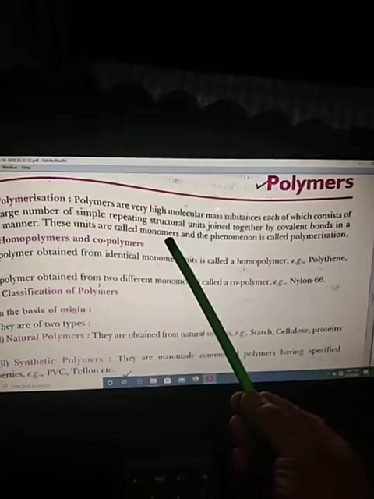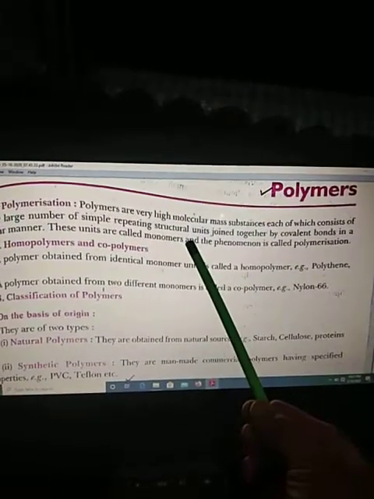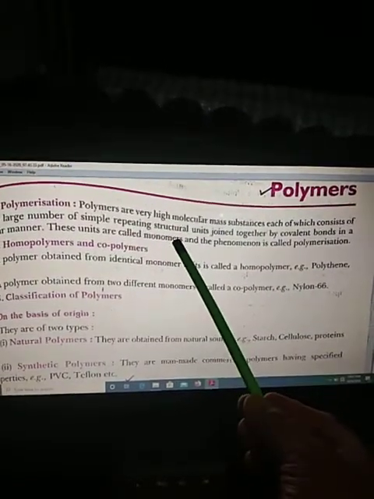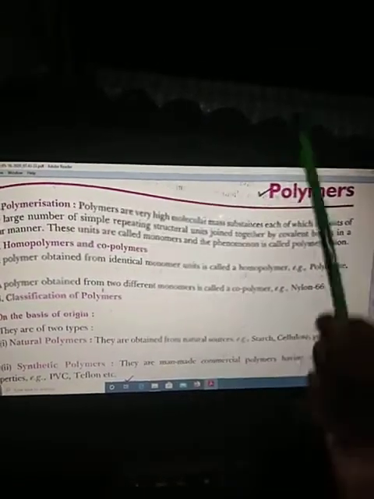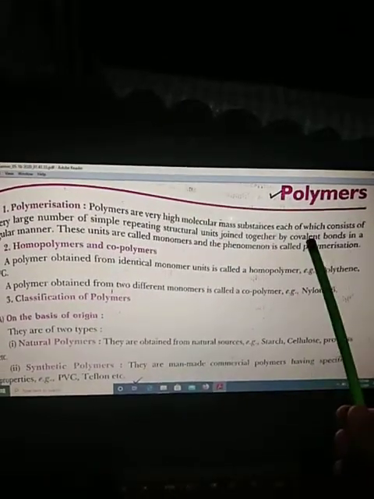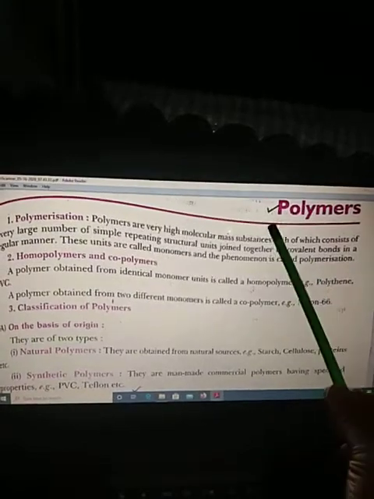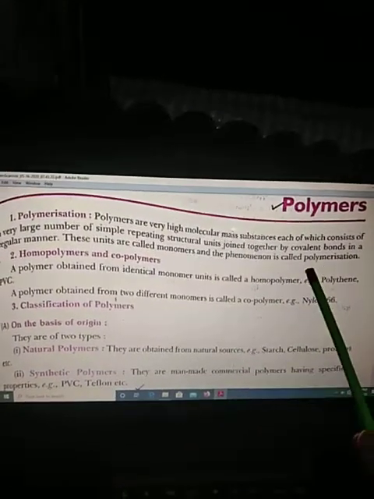Okay, so the single units which are used to make the high molecular mass substance are called monomers, and the high molecular mass substances are called polymers. Monomer means single, mono means single, and polymer means many. Okay, and the process is called polymerization. This is the definition of polymers, monomers, and polymerization.